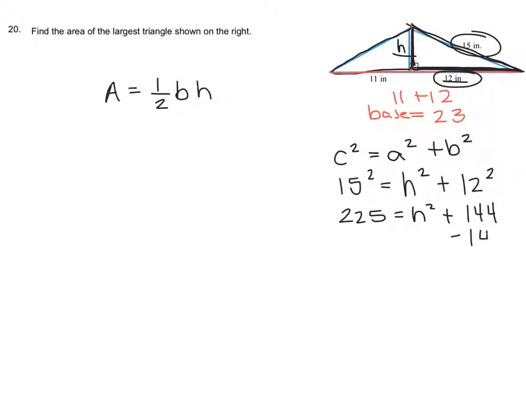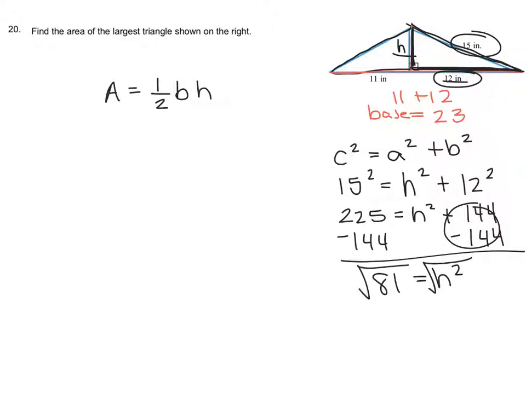Next, you'll subtract 144 from both sides. 225 minus 144 is 81, so h squared equals 81. Next, we'll take the square root of both sides. When we take the square root of h squared, we just get a single h, and then the square root of 81 is 9. So that tells me that my height is 9.